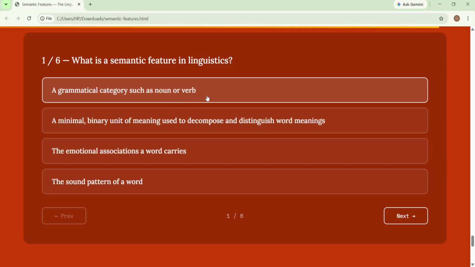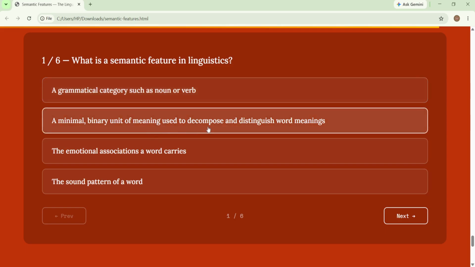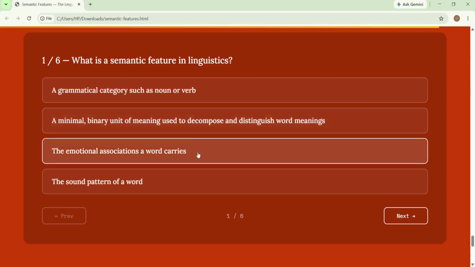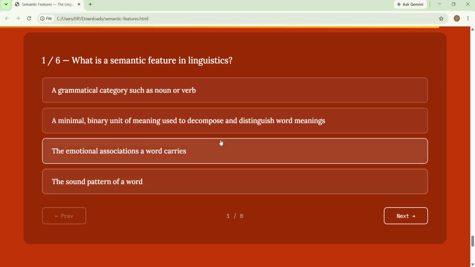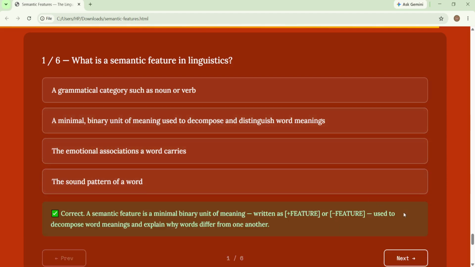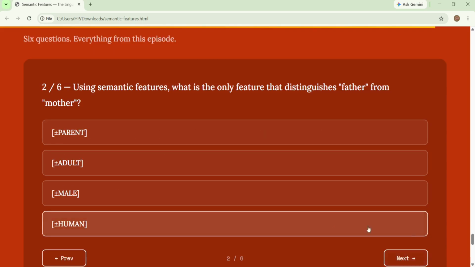A grammar category? Well, we're not discussing that, so it's out of the box. So the second option: a minimal binary unit of meaning used to decompose and distinguish word meaning. And then an emotional association a word carries. Then a word sound pattern? Well, sound is out of the box as we're not discussing phonetics and phonology. Let's go with this one. Well, that's correct. A semantic feature is a minimal binary unit of meaning, written as a positive or negative feature, used to decompose word meanings and explain why words differ from one another. Let's move on to the next one.